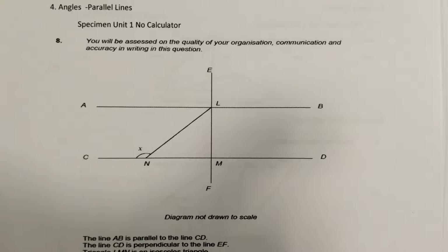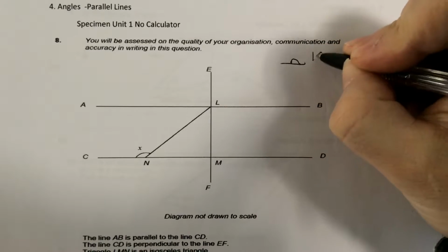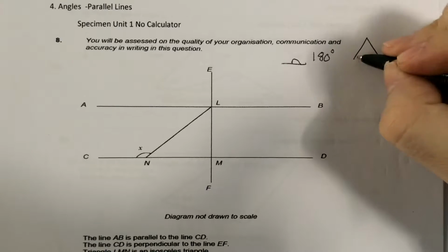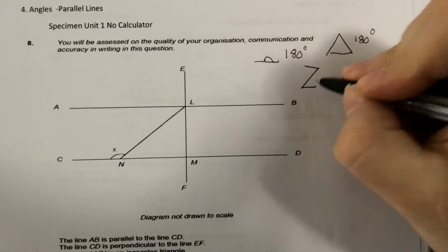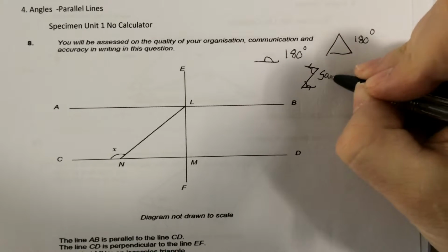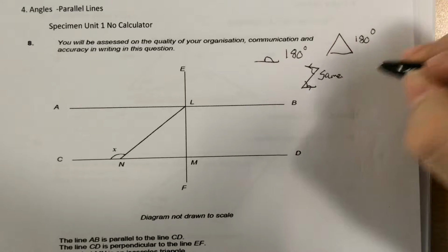Angles, parallel lines. When you're looking for angles and parallel lines, you need to know the following facts. You need to know a straight line is 180 degrees or half a turn. A triangle is 180 degrees. You need to look for Z angles, called alternate angles, and if you see inside a Z, they're exactly the same. So the two in between the Z are the same.